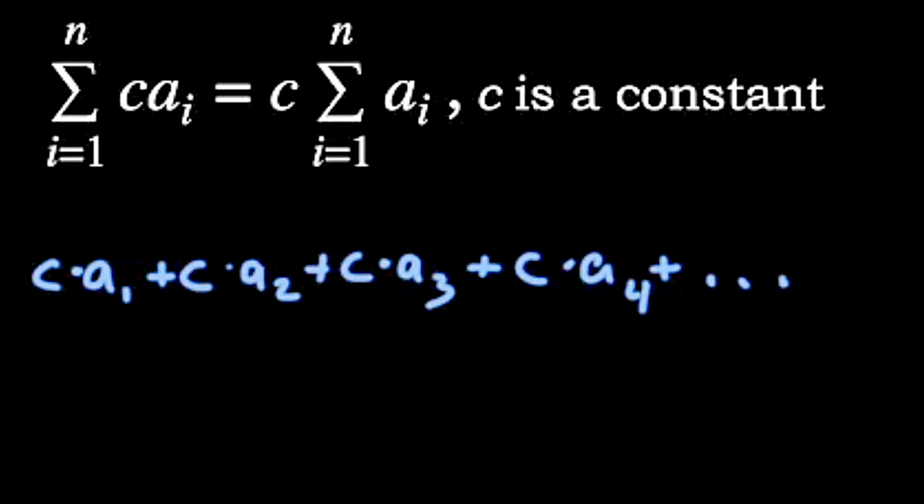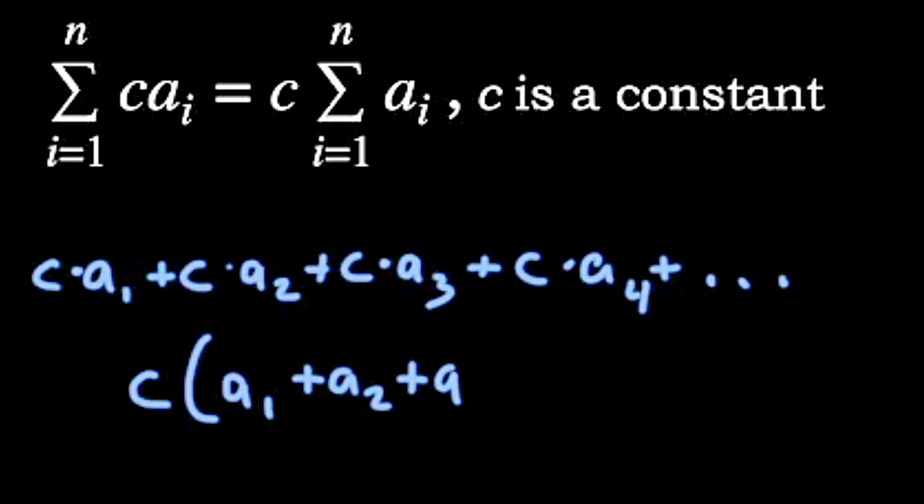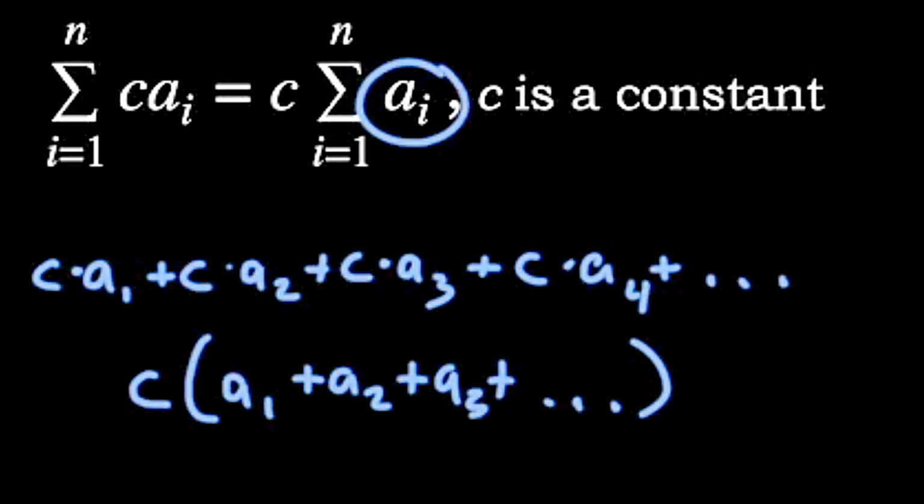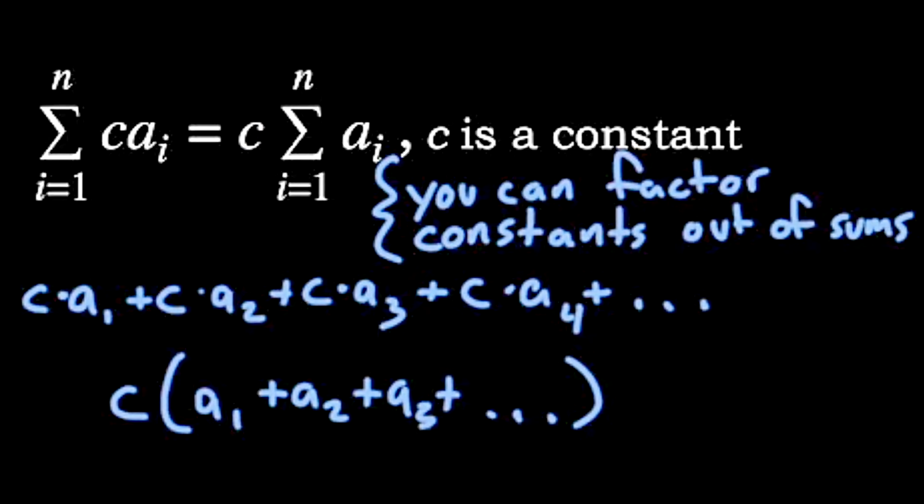That makes sense because if you look at this here, each of these terms has a c in it. So we could factor a c out, and we'd be left with a sub 1 plus a sub 2 plus a sub 3 plus, and that would go on forever, or up to some n value. But that's just the sum of all of the a terms, a sub 1, a sub 2, a sub 3, multiplied by c in front. So I summarized that here: you can factor constants out of sums. That's why this property works.